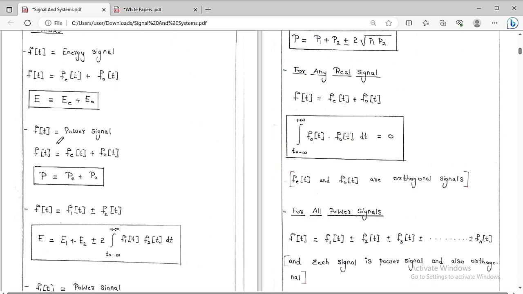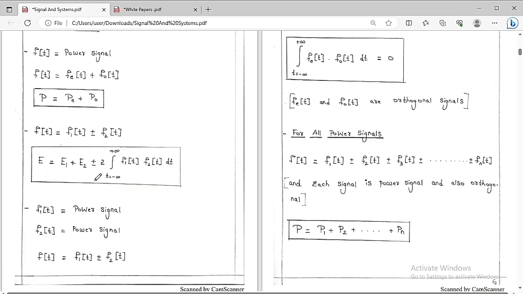Therefore we can say if f of t is an energy signal or a power signal, that signal we can represent as the summation of the even part plus the odd part, and the corresponding energy of f of t is equal to the energy present in the even part of the signal plus the energy present in the odd part of the signal. Similarly, the power present in f of t is nothing but the power present in the even part plus the power present in the odd part of the signal. So these concepts you always have to keep in your mind.